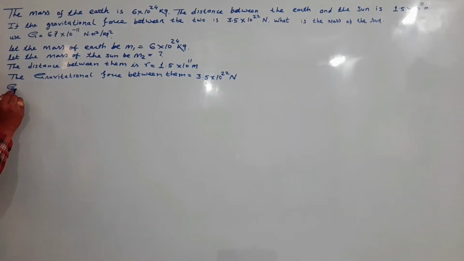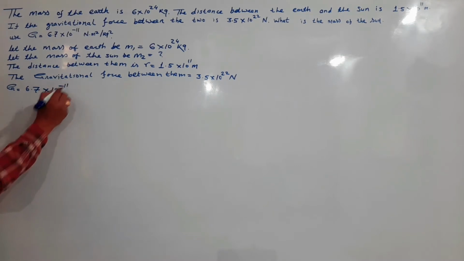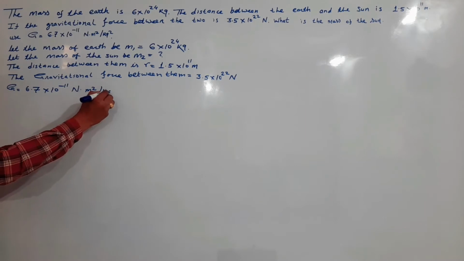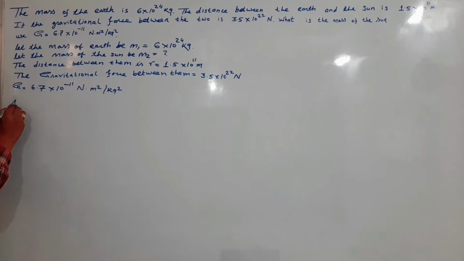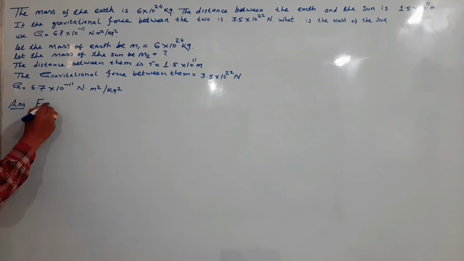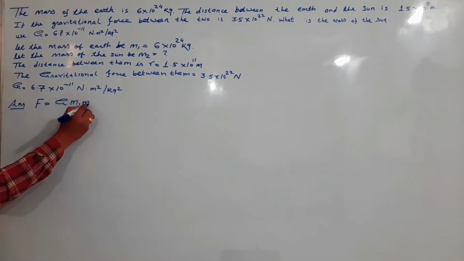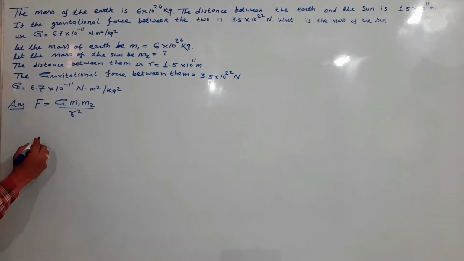The value of G is given and which is 6.7 into 10 to the power minus 11 Newton meter square per kg square. Let's solve the problem. Answer: F is equal to G m1 into m2 upon r square. My dear student, here we have to find m2.